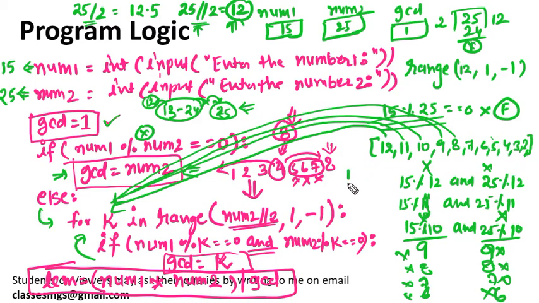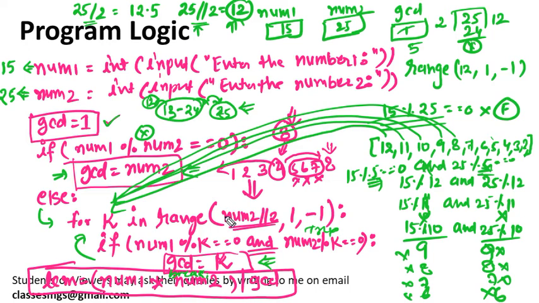5 is the number where 15 % 5 is equal to 0, because 15 is completely divisible by 5, and 25 is also completely divisible by 5. So if 5 is the number dividing both numbers, then this condition will become true, and you can set GCD equal to k. So GCD will be your k value, which is 5 here, and you need to break this loop. Remember this, break the loop, because we need to find the greatest common divisor.